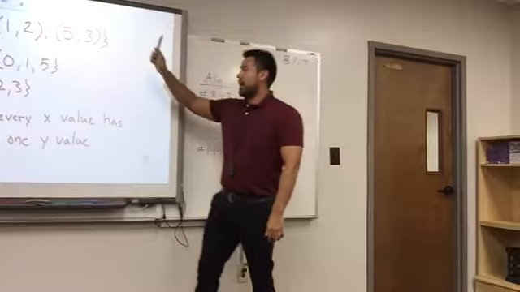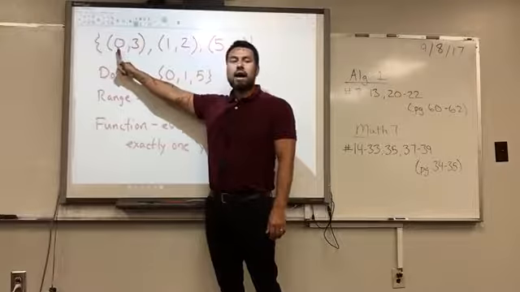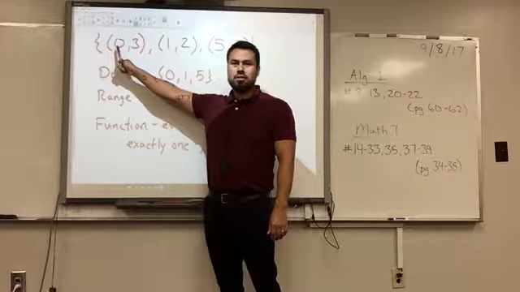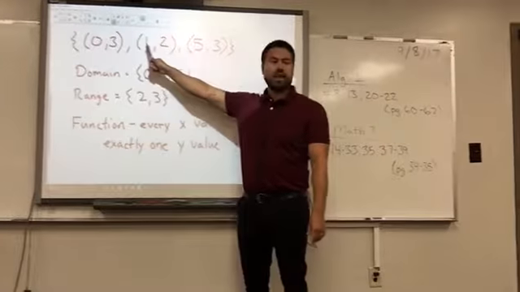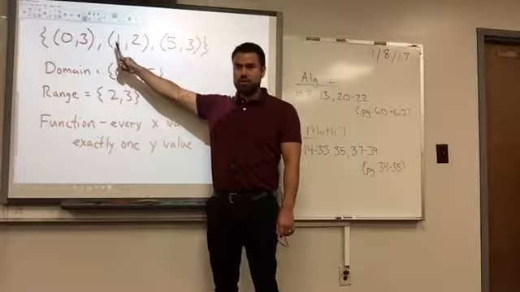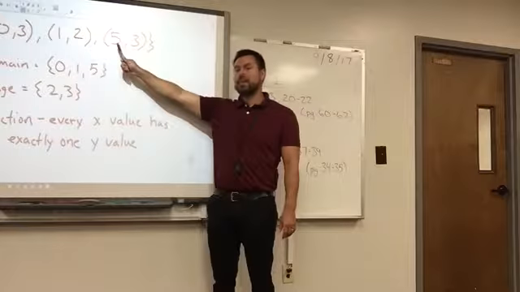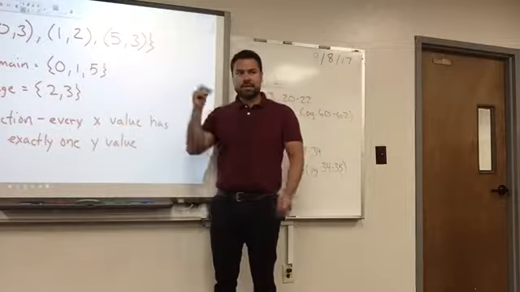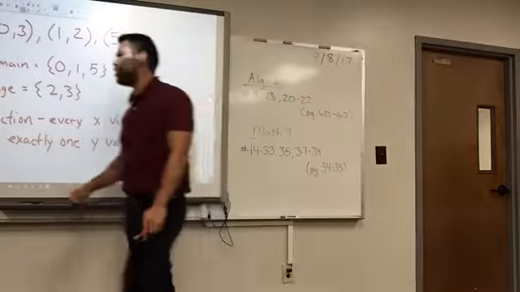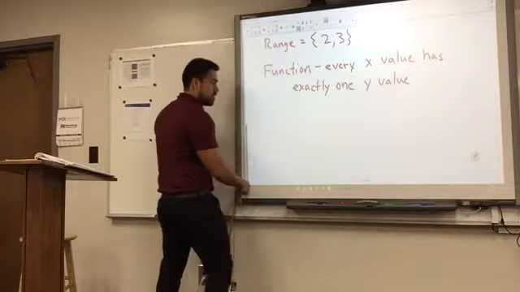All right. The domain value 0. How many y values go with 0? 1, right? Just 1. All right. The domain value 1. How many y values go with it? 1. And the domain value 5 has how many range elements? 1. It is a function. Automatically, it's a function. And now I'm going to show you where it's not a function, and someone's going to have to tell me why.